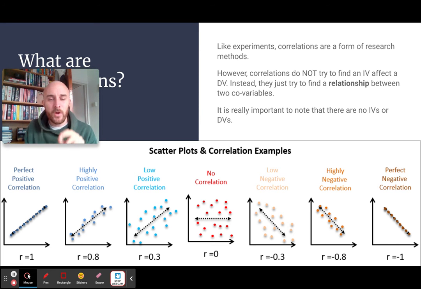The last thing to note, and this is quite important about correlations, because it may kind of help what I just said.